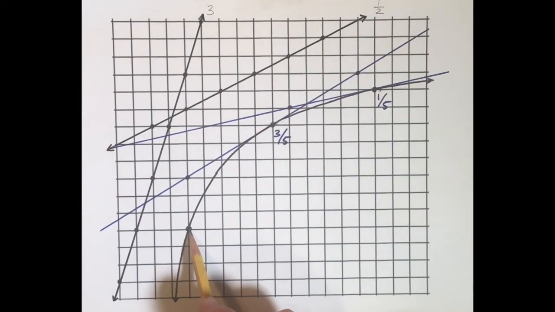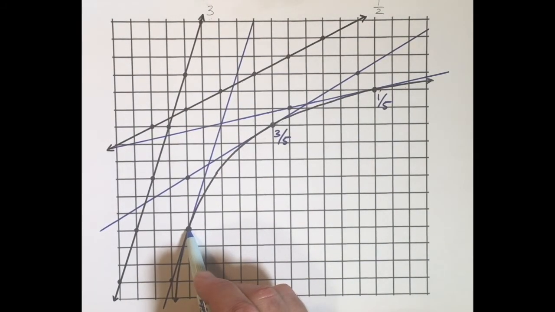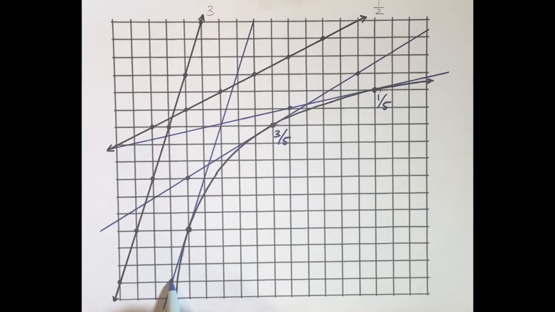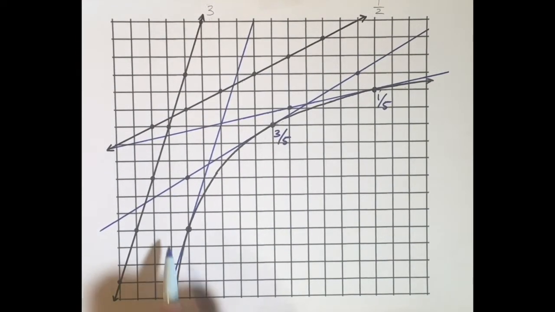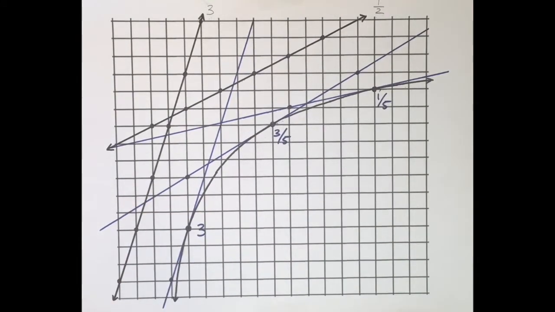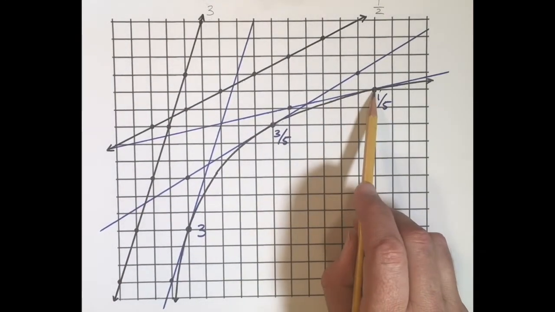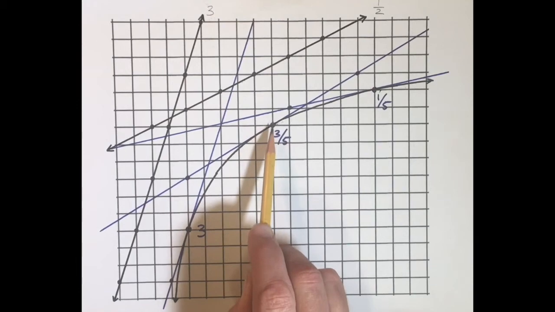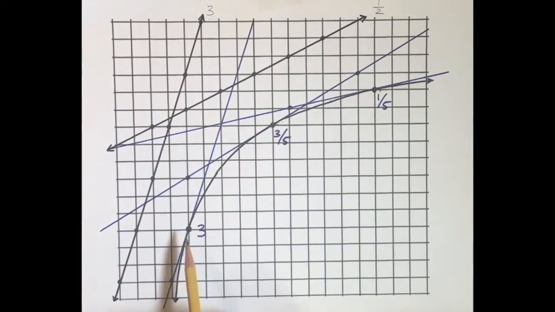Finally, let me draw a line tangent to the curve at this point. The curve is much steeper here, so the tangent line is much steeper. On that tangent line, to get from one point to another, I go up 3 over 1. I'm going to say that the slope of the curve there is 3. The slope of the curve at this point is only 1/5. The slope of the curve at this point is 3/5, and the slope of the curve here is 3.